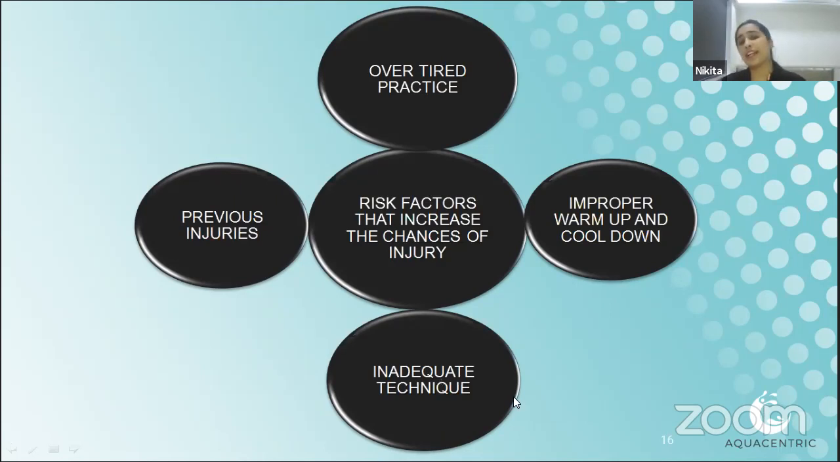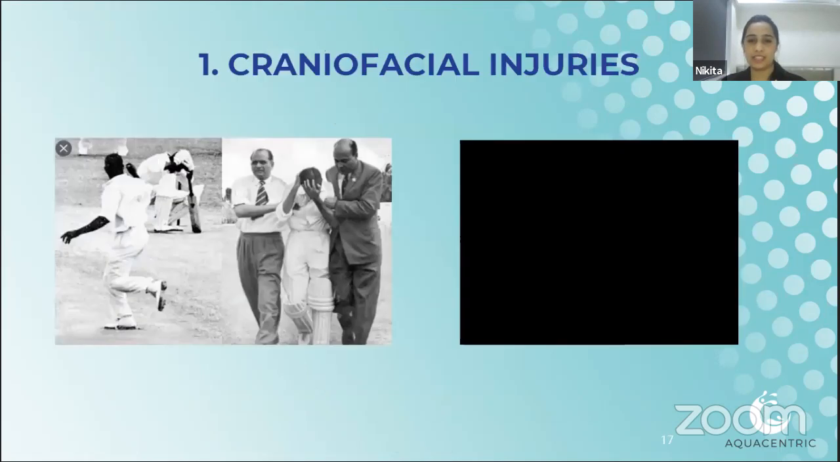Talking about inadequate technique, as I mentioned previously, a correct stance, good balance, good muscle control, good biomechanics prevent you from this injury. Inadequate technique is going to make you prone to those. Previous injuries, any history of previous injuries has to be respected. That much time has to be given for healing, and a good rehabilitation has to be done. Only then can you give a green signal towards the person returning to sports. So these are basically some risk factors that make you prone towards injury.